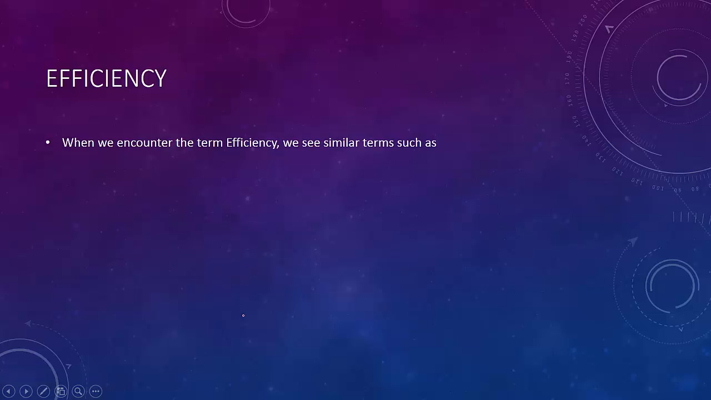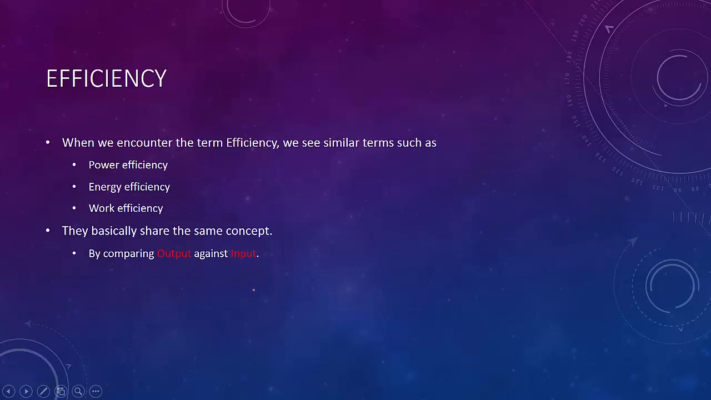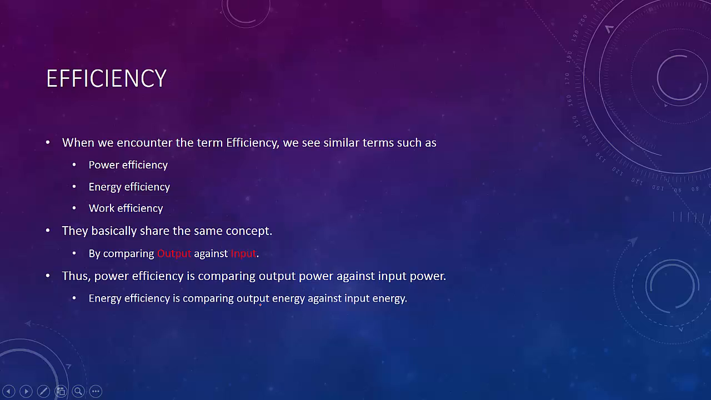When we encounter the term efficiency, we may see similar terms such as power efficiency, energy efficiency, or work efficiency. They basically share the same concept. Efficiency is actually comparing output against input. Thus, power efficiency is comparing output power against input power, just as energy efficiency is comparing output energy against input energy. Efficiency is simply a ratio of output versus input, and is usually expressed in terms of percentage.